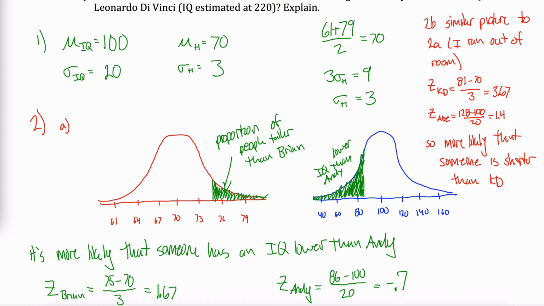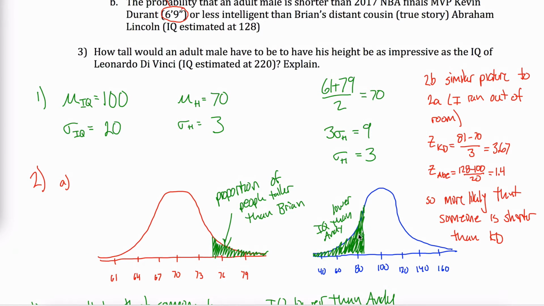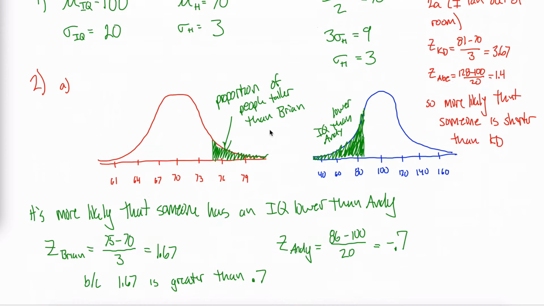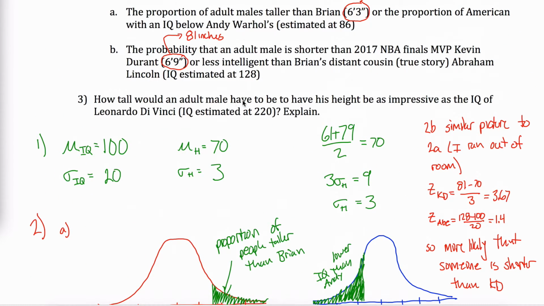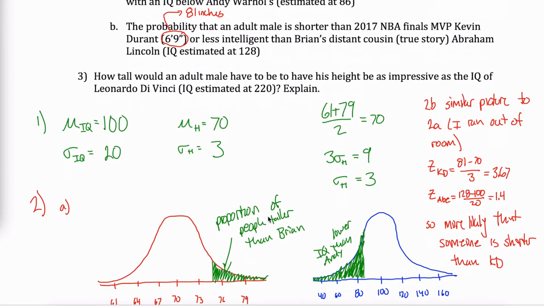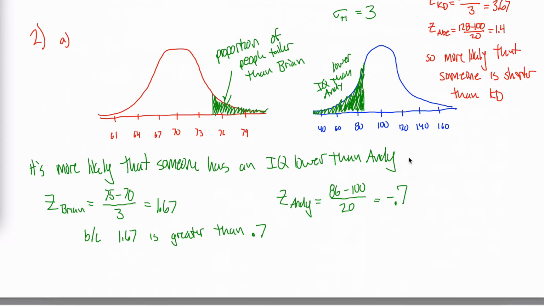All right, and then there is one more question, and you'll want to draw some pictures. Basically, you'll draw this exact same picture, except you'll put KD somewhere way out here, and you'll put Abe over here, and you'll shade this way for Abe, and this way for KD. And then the last one: how tall would an adult male have to be to have his height be as impressive as the IQ of Leonardo da Vinci, whose IQ was 220?